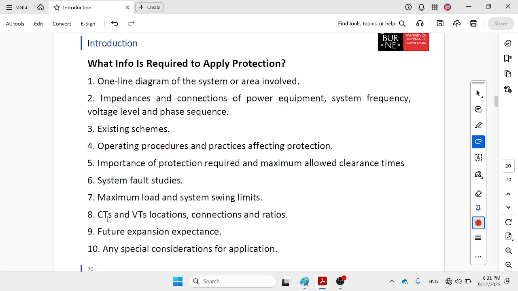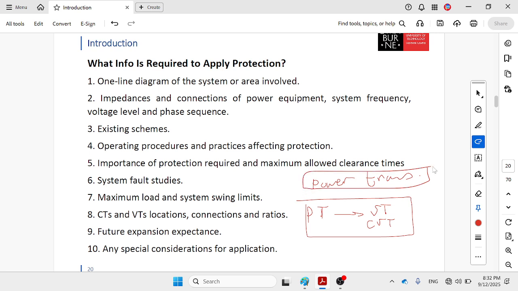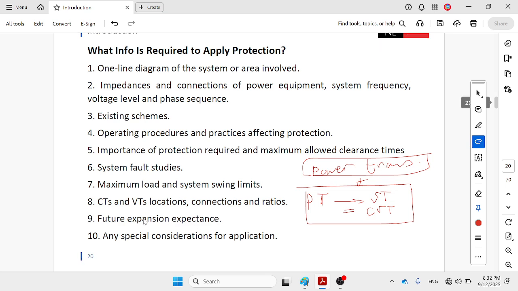Then maximum load, then CT and VT. Sometimes I have a PT, which is a potential transformer. We call it VT, voltage transformer, the same thing, or CVT, capacitive voltage transformer. So these three are the same, and they are totally different from the power transformer. So these are not the same. PT is exactly the same as these two. Then the other things. Okay.